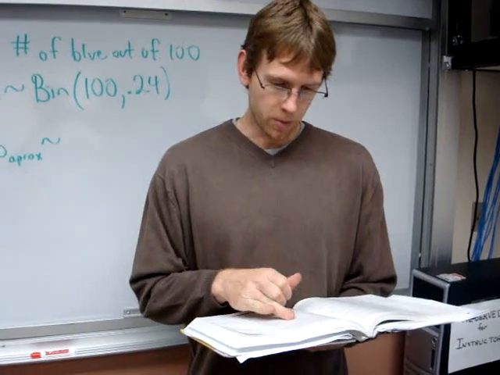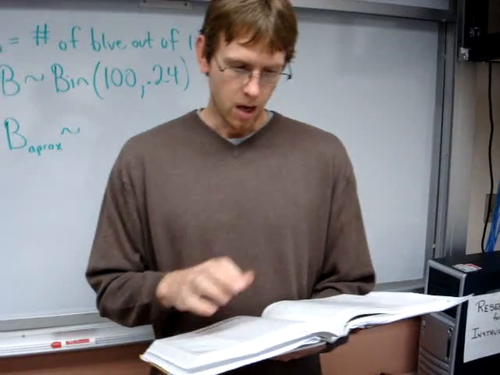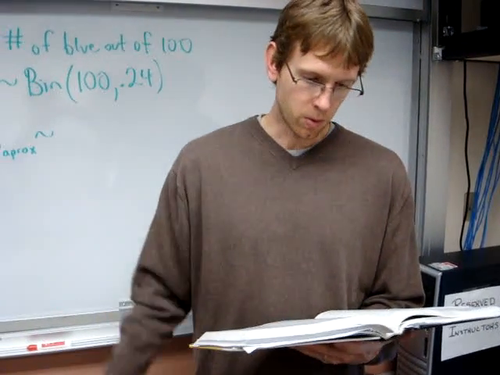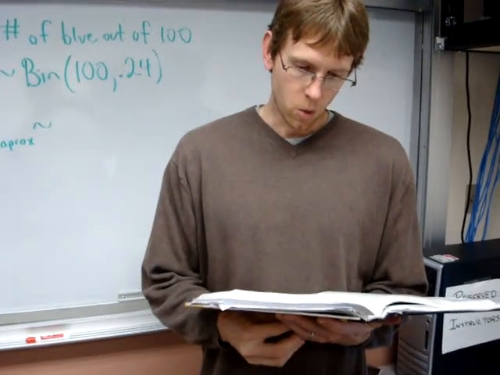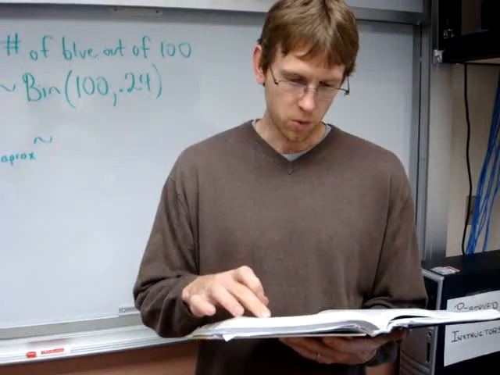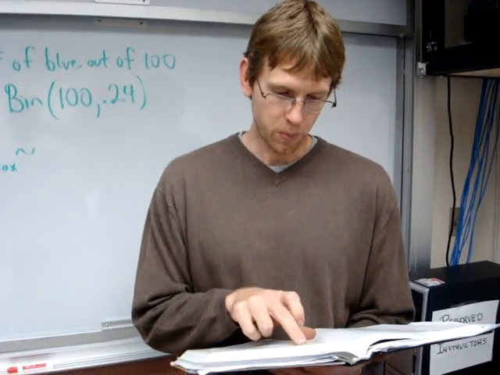Hello again. What we're going to do today is do a normal approximation to the binomial problem. And this particular one is number 27 off of page 321 in the textbook. And it says, according to Mars, the candy bar company, not the planet, our author is really funny, 24% of M&M plain candies are blue.